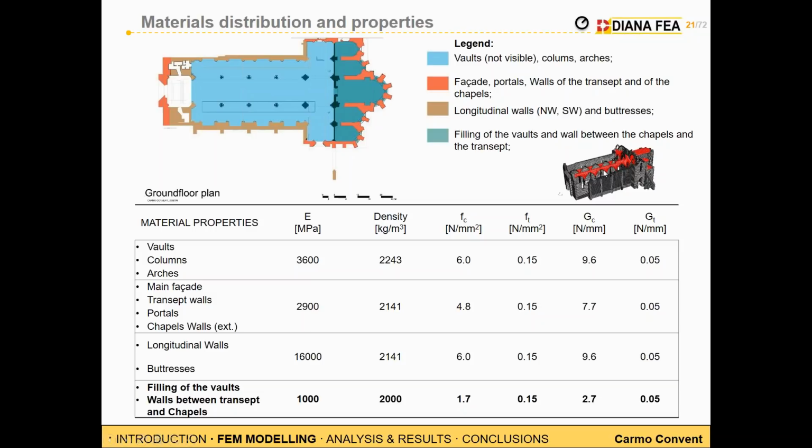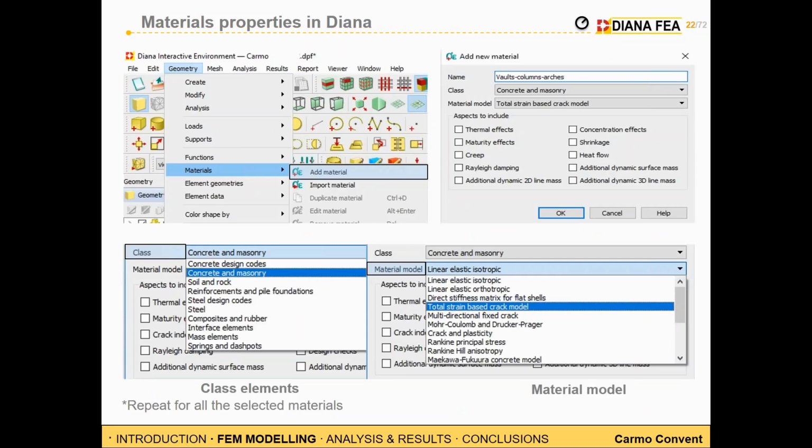Okay, but now we have to import all these properties in the Diana environment. I think these tools are very powerful, because Diana has a lot of material libraries already implemented in the graphical interface, and therefore we can go from geometry to material, add material. Here I am just showing you one example for the walls, column, and arches. Then, for example, we select the class of element and the material model. Here I selected concrete and masonry, and total strain-based crack model for the material model.